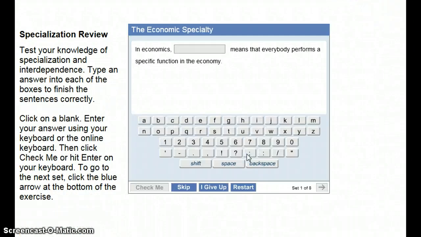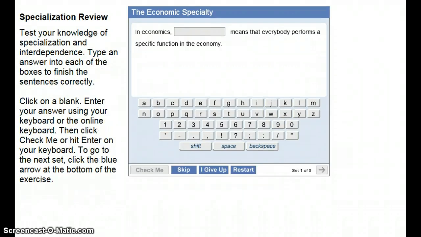Specialization review. Test your knowledge of specialization and interdependence. Type an answer into each of the boxes to finish the sentences correctly.